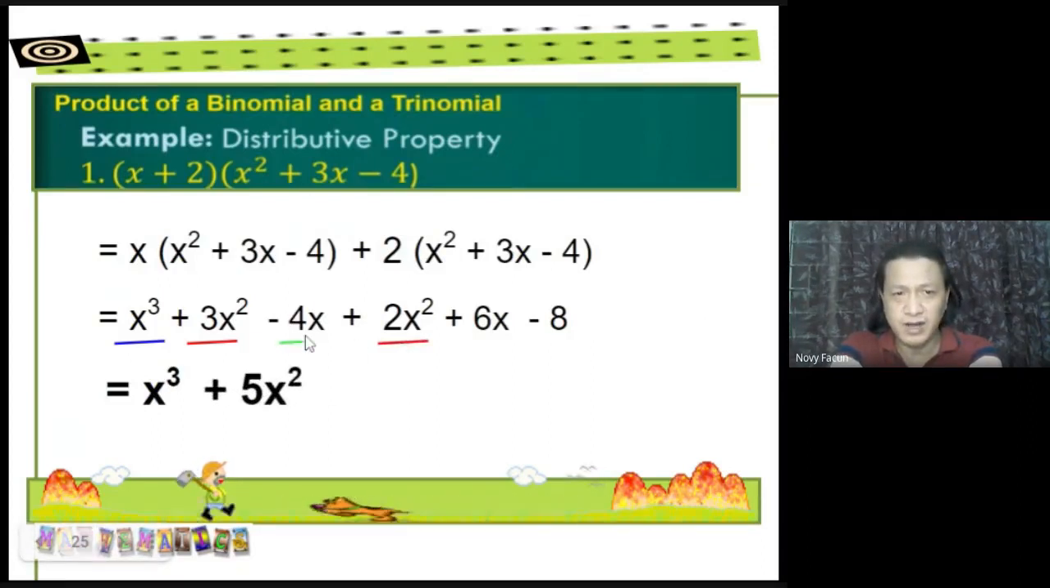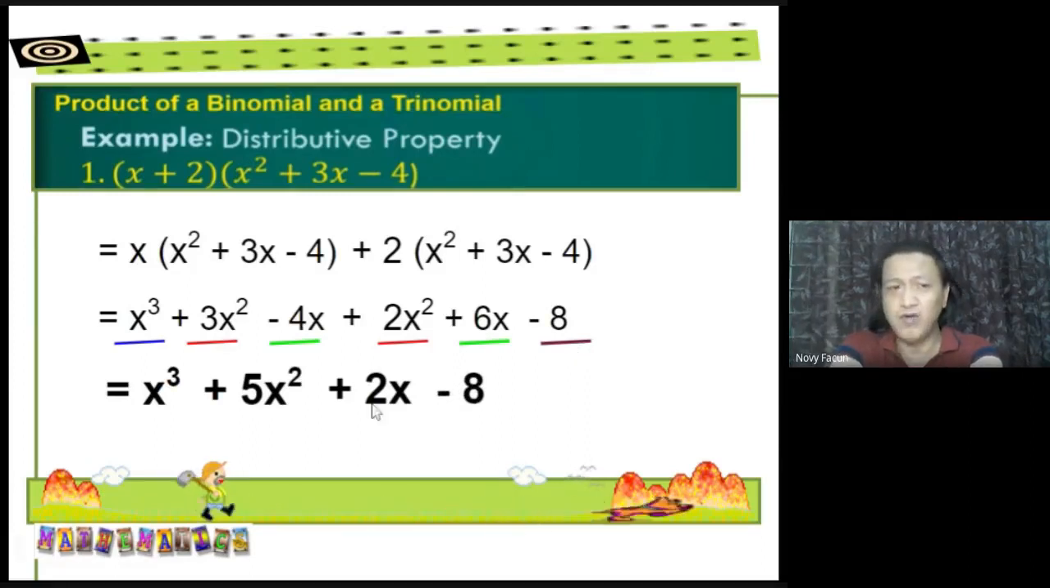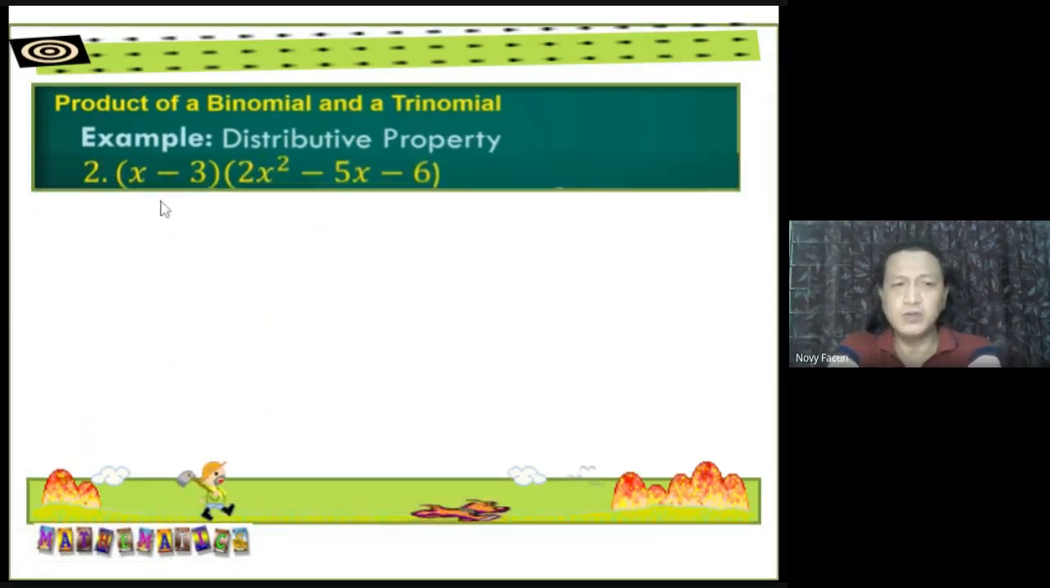Next, negative 4x. Meron ba siya? Yes, that is 6x. Kapag in-add natin yan, that is 2x. Positive. Kasi mas malaki yung positive. Dito naman, sa constant, wala siyang kasamang constant. So, bring down mo lang. Therefore, so the final answer of this is x cubed plus 5x squared plus 2x minus 8. So, always, ano pa rin siya, no? Diba? 4 terms. Next, we have number 2, x minus 3 times 2x squared minus 5x minus 6.